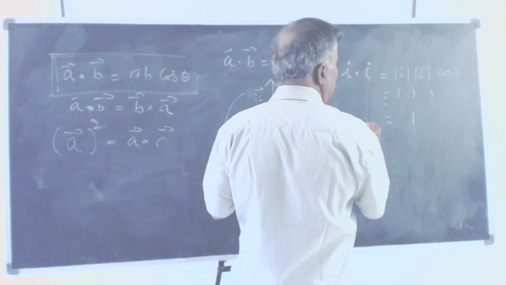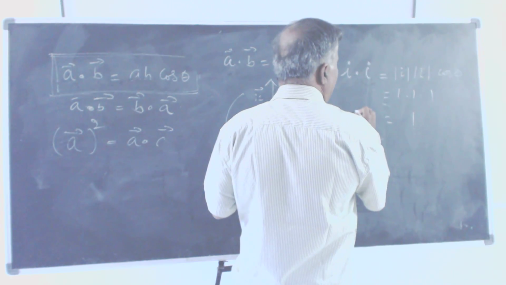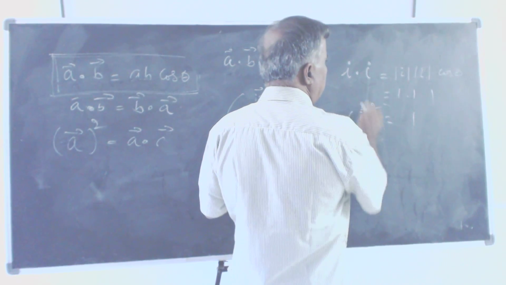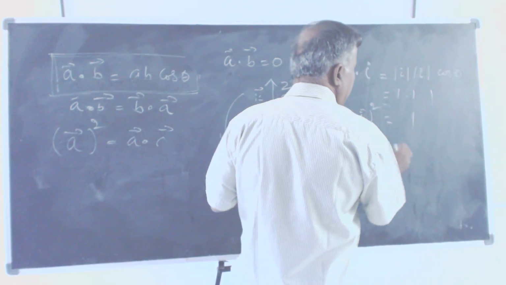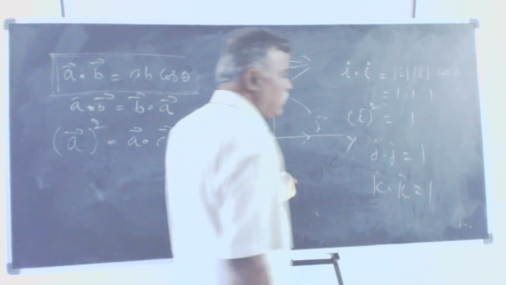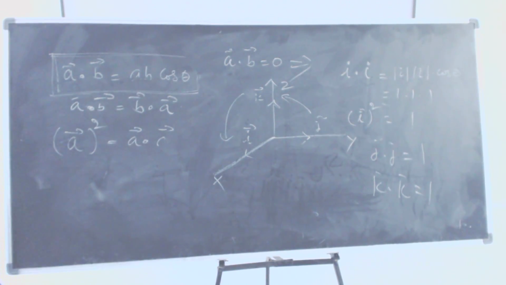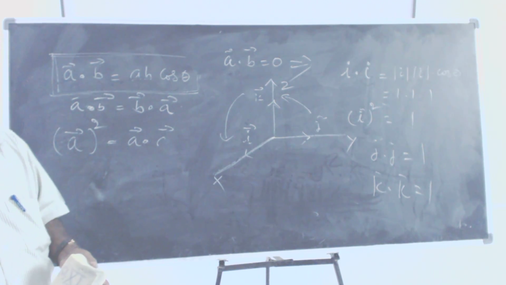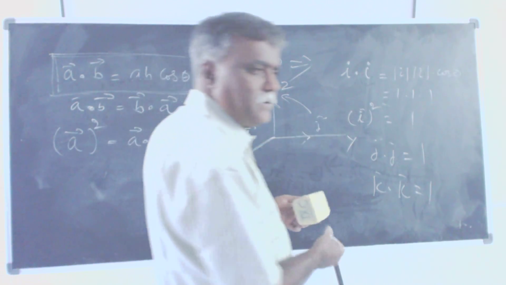So i dot i equal to 1 means I can say this i vector, the whole square, equal to 1. So j dot j is also 1, k dot k is also 1. So in the case of i, j, k, if it is the same vector, the dot product value is 1. Different vectors means 0.